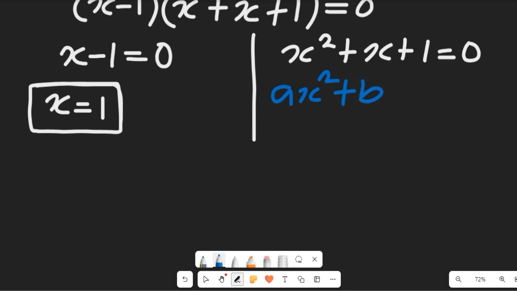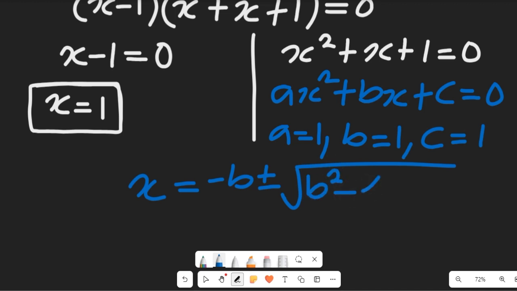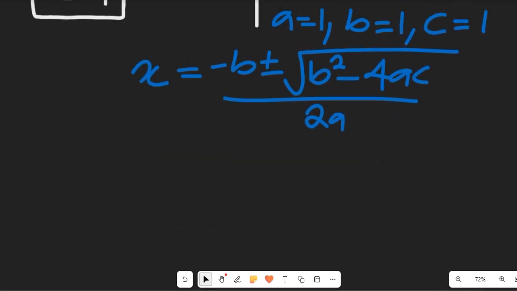Now, solving this other side, I can compare this expression with ax squared plus bx plus c equal to 0, which shows me it's a quadratic equation where a is equal to 1, b is equal to 1, and c is equal to 1. So applying the quadratic formula, the value of x will be equal to negative b plus or minus the square root of b squared minus 4ac, divided by 2a.